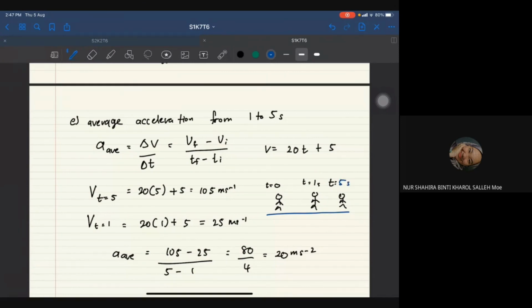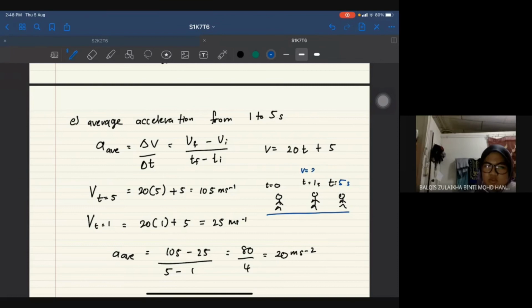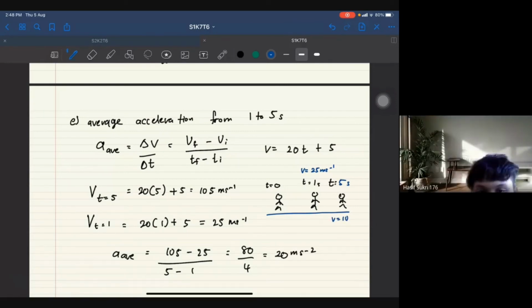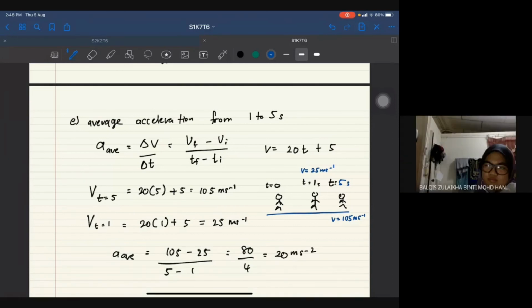Okay, so maksudnya bila dia 1 saat, velocity dia berapa? 25. Ke mana direction dia? Right. Kenapa? Sebab dia positif. Okay, good, very good. Okay, when the t is equals to 5 second, dia ada 105. So direction dia ke mana? Ke kanan. Okay, stay to the right.